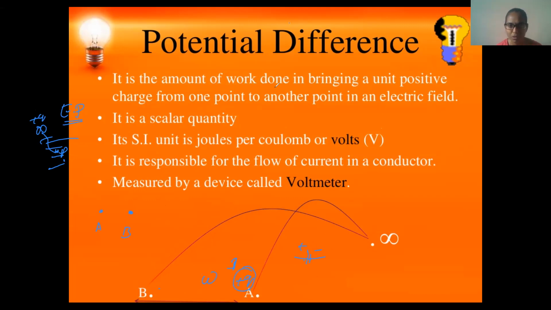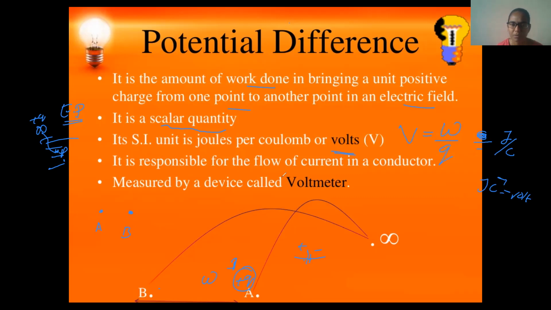Potential difference is the amount of work done to bring a unit positive charge from one point to another point in an electric field. Again, this is a scalar quantity. The formula is given by potential equals work done by charge. Work done is in joule and the charge is in coulomb. So joule per coulomb, or we can write it as volt. This is the SI unit of potential difference and electric potential, both are the same.